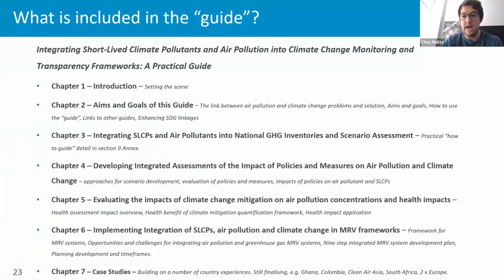We're going to go back to our overview of the guide. Like Justin outlined, we have 7 chapters, and Justin and I are going to explain in a little bit more detail over the next 15 to 20 minutes exactly what we included in each of those chapters, how they link together, and how the information in those chapters can be practically used in the development of emission inventories and evaluating policies and measures, undertaking health impact assessments, etc.